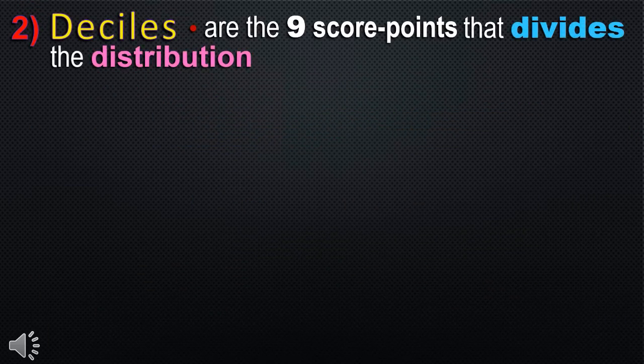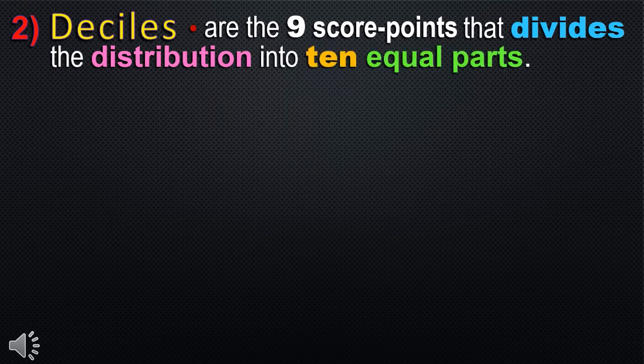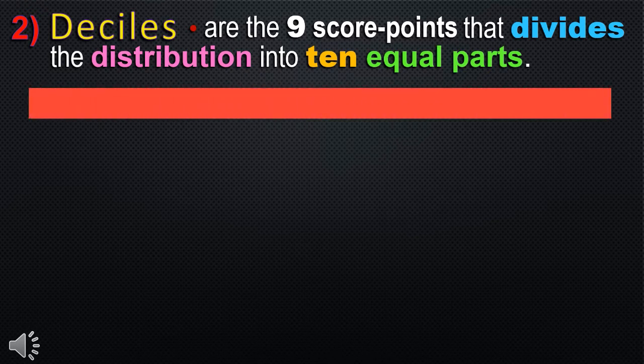Next, we have deciles. Deciles are the 9 score points that divide the distribution into 10 equal parts.